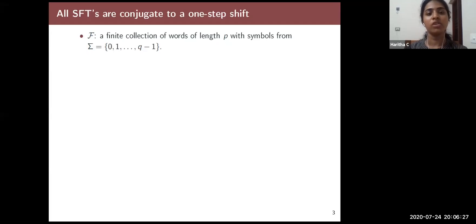So one reason why this subshift is useful is that it has a simple representation in terms of a directed graph. So to get this representation, first thing that we need to have is this collection of forbidden words should be consisting of words of length 2. So first we start with collection of words of length p, then we'll see how we can get words of length 2. So when you have p is 2, there is nothing to do, and it's called the one-step shift.